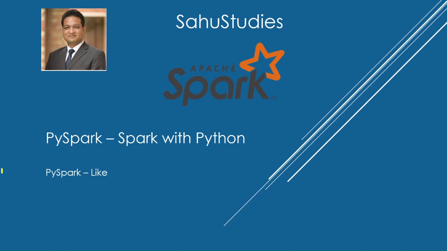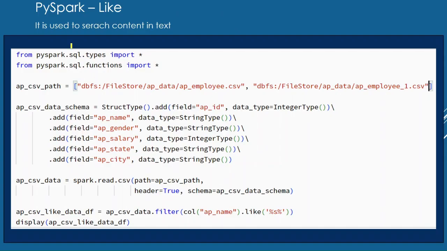In this video, we are going to see how the like function works in PySpark. The like function is used to search content in the text. How it searches the content, we are going to see in this exercise. In this exercise, I am importing the required libraries.